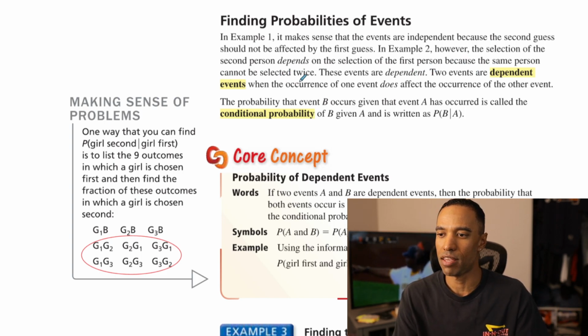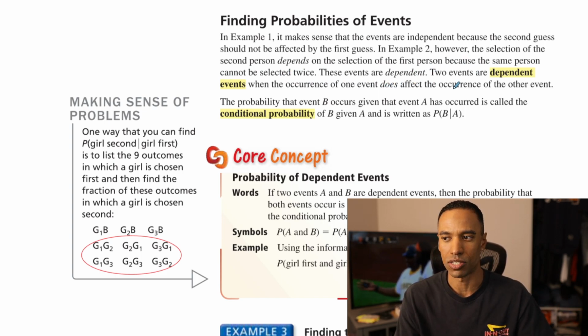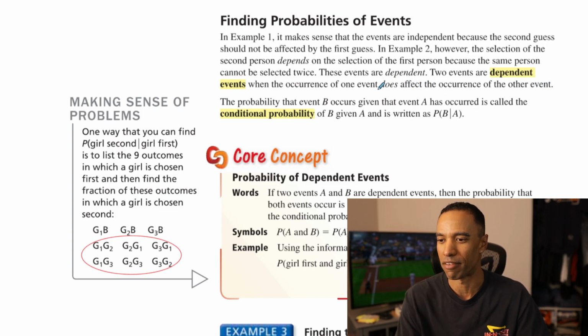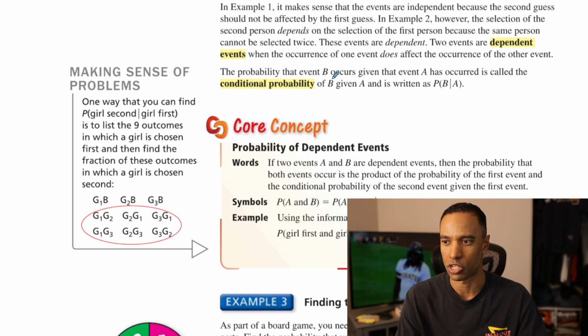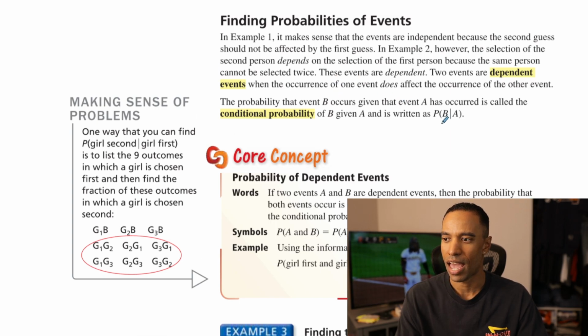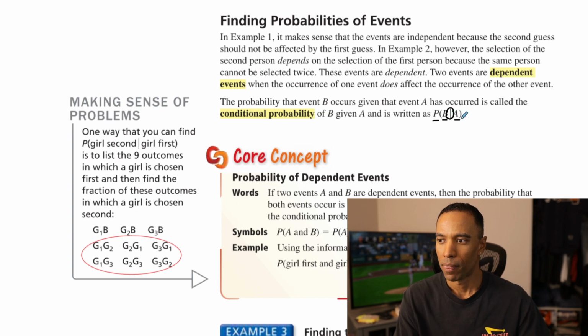Here you go. Two events are dependent events when the occurrence of one event does affect the occurrence of the other event. I feel like they should have defined those two together, but they'll probably have a different formula for you. The probability that event B occurs given that event A has occurred is called the conditional probability of B given A, and is written as probability of B given A.